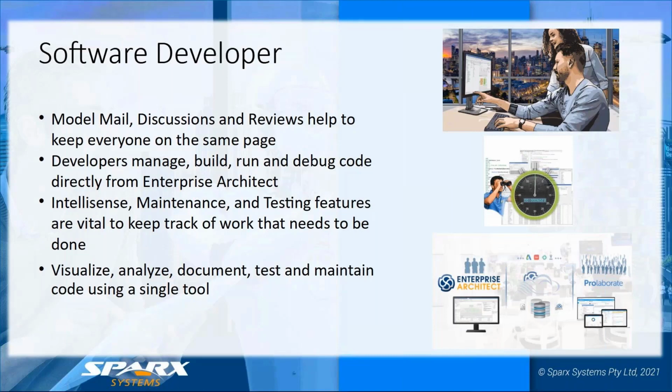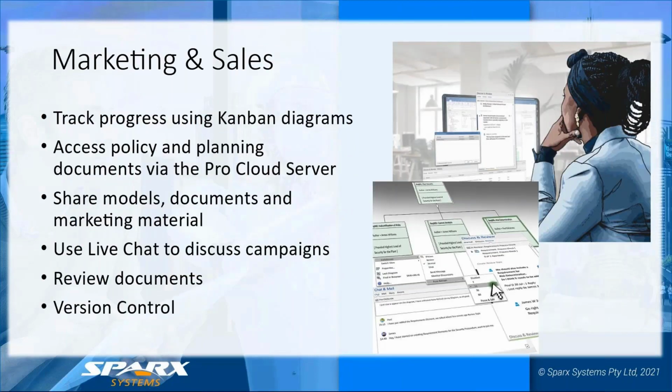So Enterprise Architect, as it always has done, allows you to visualize, analyze, document, test, and maintain code using a single tool. But what's really good is you don't have to have a separate tool for communication and a separate tool for chat and a separate tool for whiteboards and a separate tool for creating mind maps. It's all done within Enterprise Architect, and this is really quite powerful. And like I said, I work with lots of people in the IT industry, and some of them get sick of switching between 15 different tools to perform collaboration.